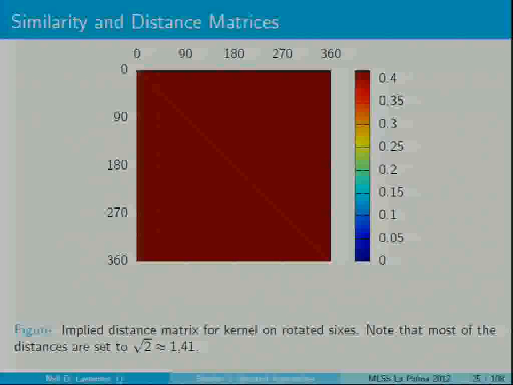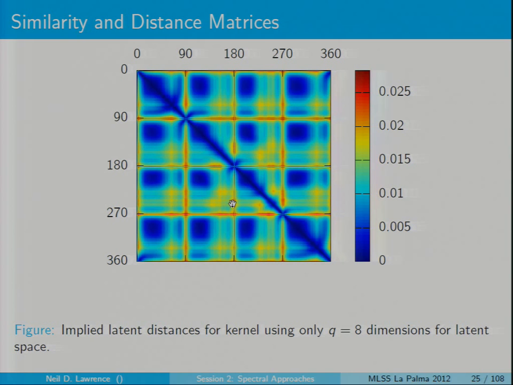We're trying to minimize the mean absolute error between the distances we compute and these distances here, of which only order 360 distances are not equal to square root of 2. All other distances are equal to square root of 2. So what's the embedding trying to do? It's trying to embed them all square root of 2 apart.